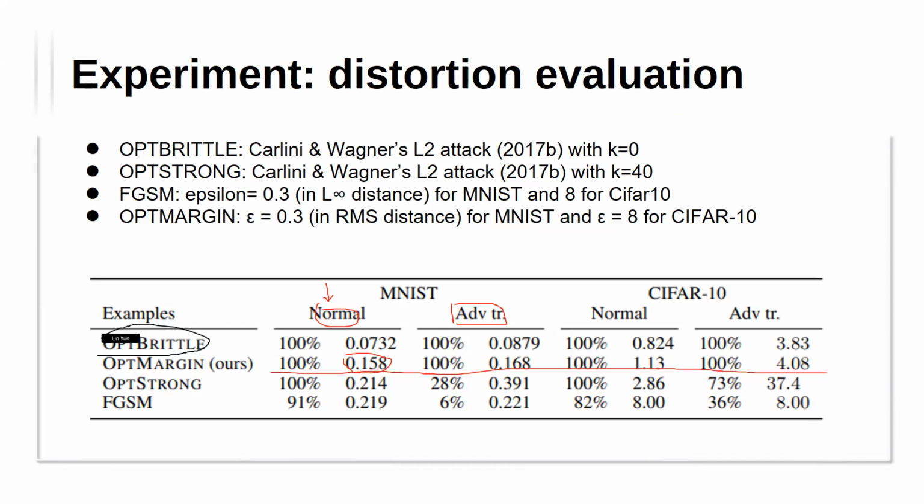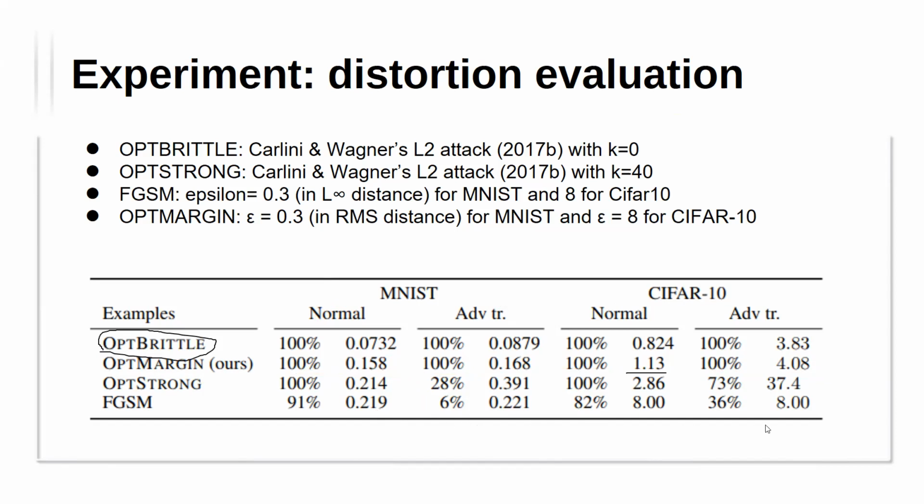Yeah, I'm just comparing the optimal. But this experiment is meant to evaluate the distortion part. That means if the distortion is low, then it's better. It means their new adversarial samples are not far away from the original. So you can see the opt brittle is the baseline, right? Yeah, I would say opt brittle is the baseline.